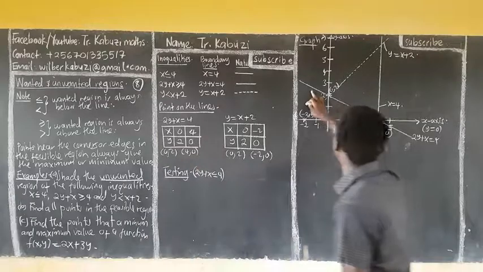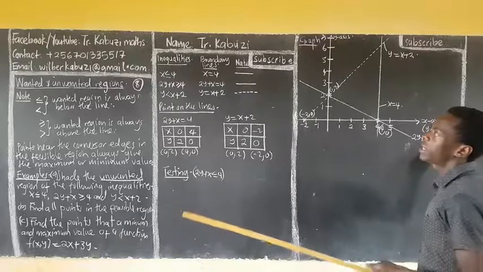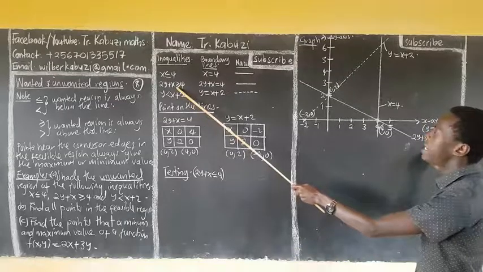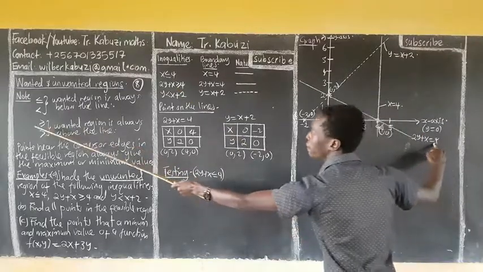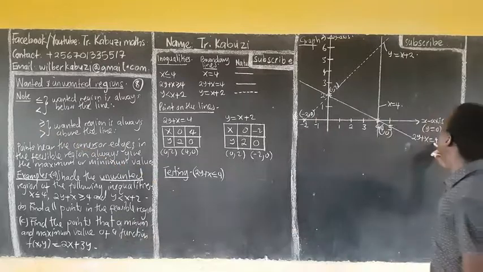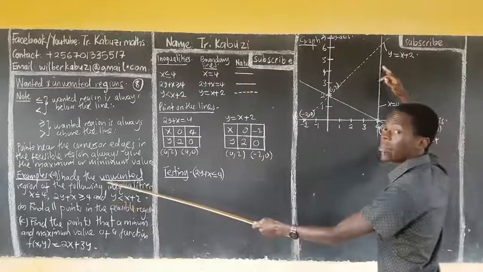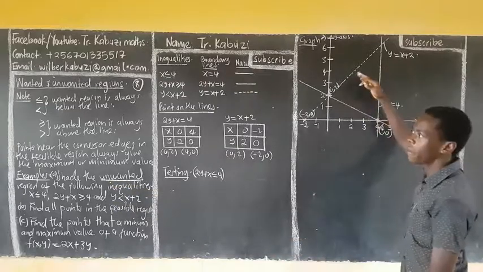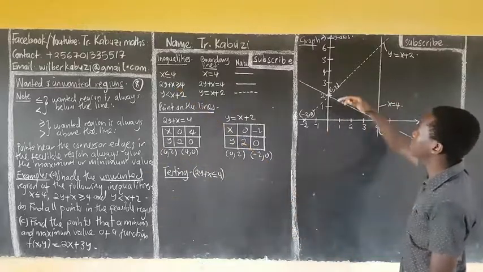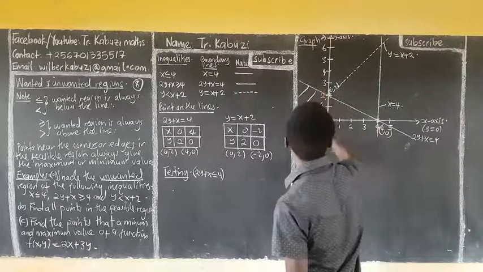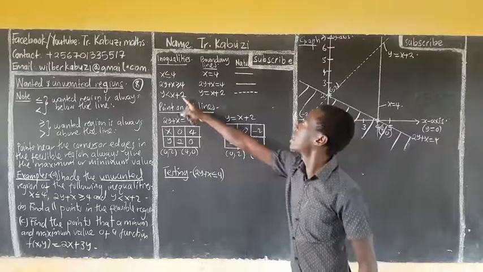Now, this line is 2y plus x equals 4. Its inequality was greater than, meaning the wanted region is always above because of this sign. So the wanted region is above this line. But we want to check the unwanted region. Since the wanted region is above because of this inequality sign, the unwanted region is below. So I just shade this one, below the line, as the unwanted, because the wanted is above based on this sign.